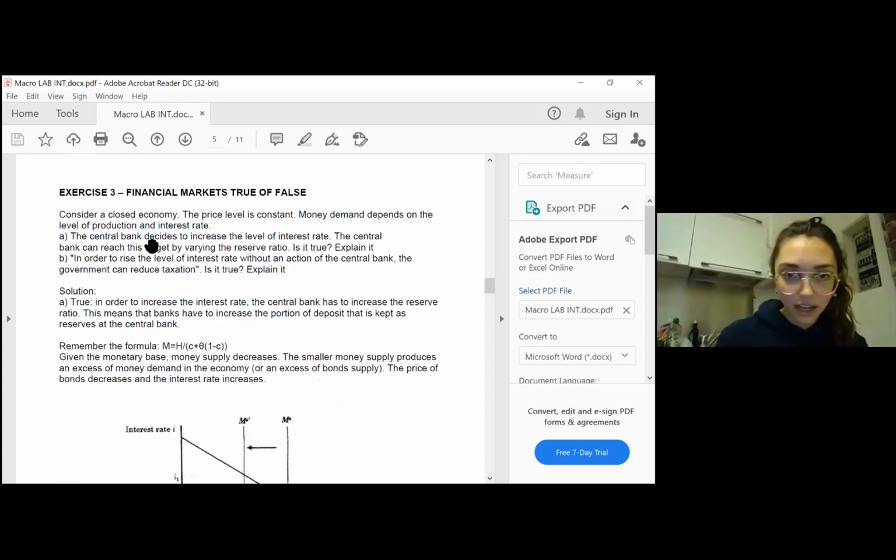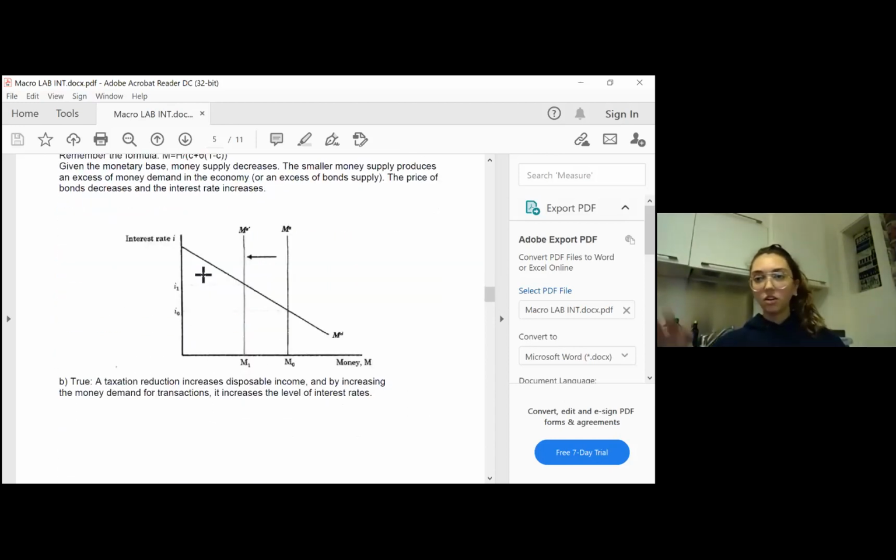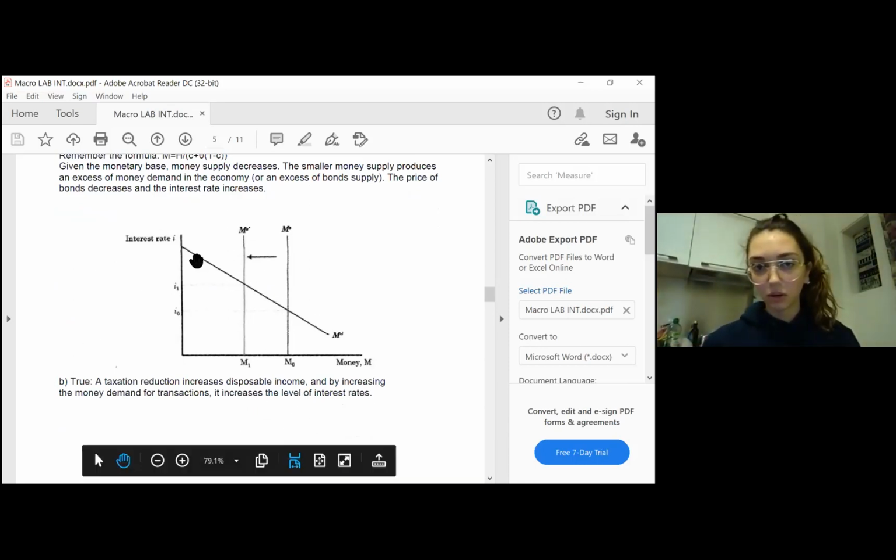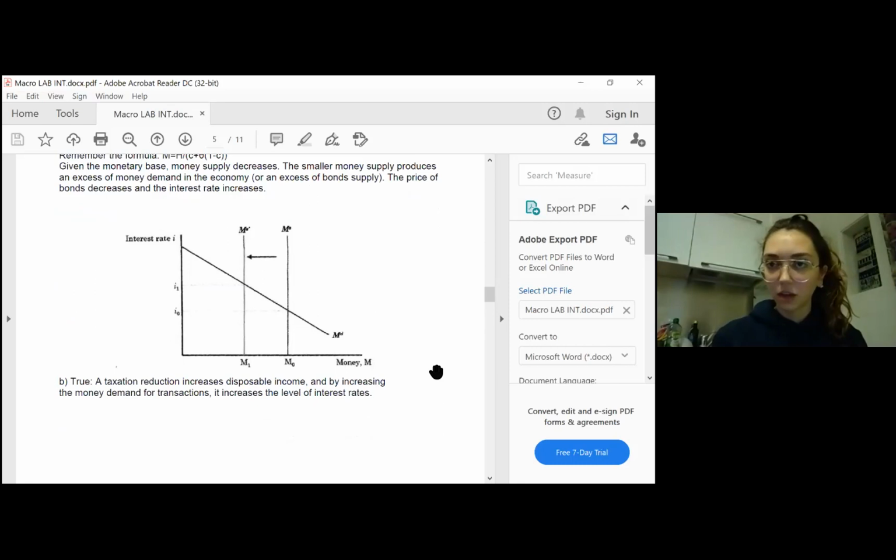Okay, so basically a tax reduction. You're going to have the IS shift down, but due to this new equilibrium in the money market and an increase in the interest rates, the LM is going to shift up. I hope this makes it a bit clearer.